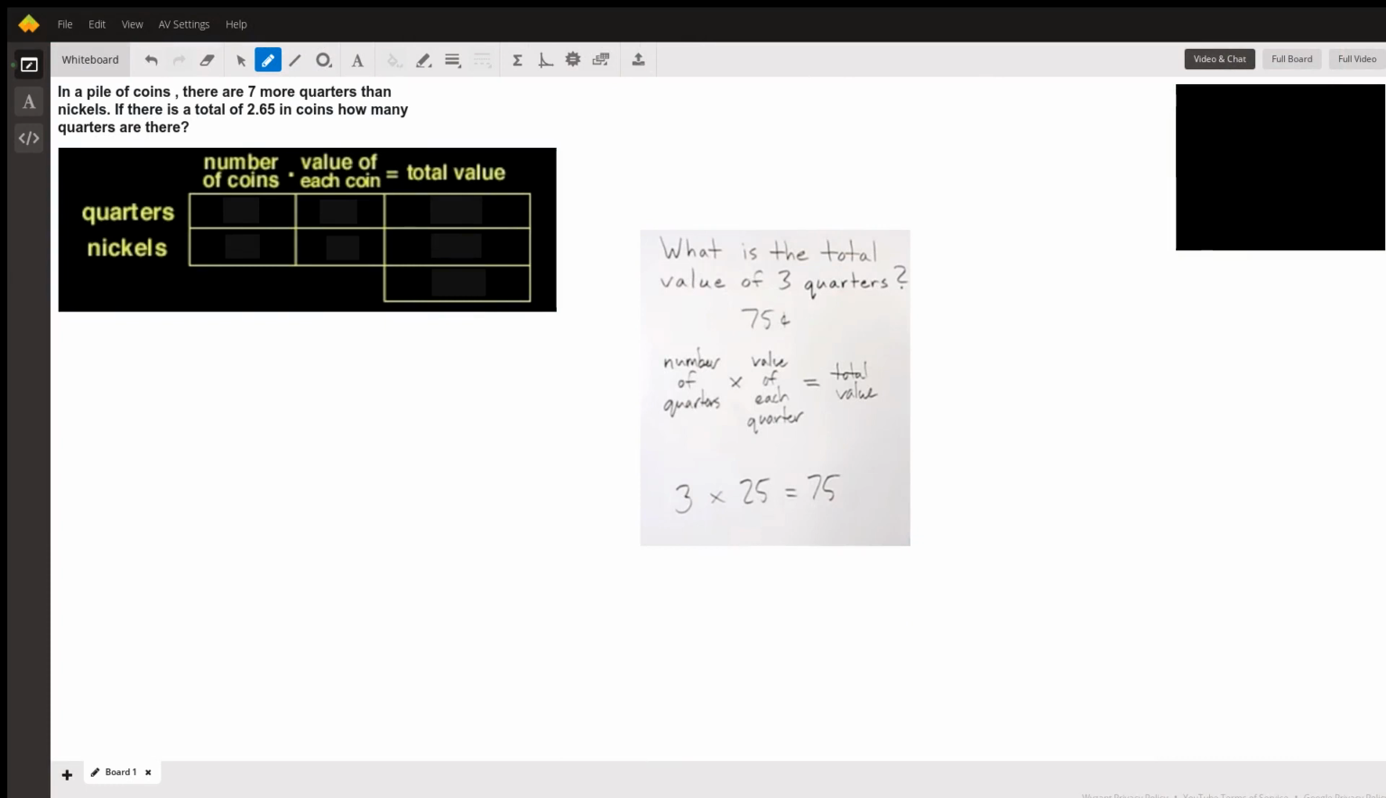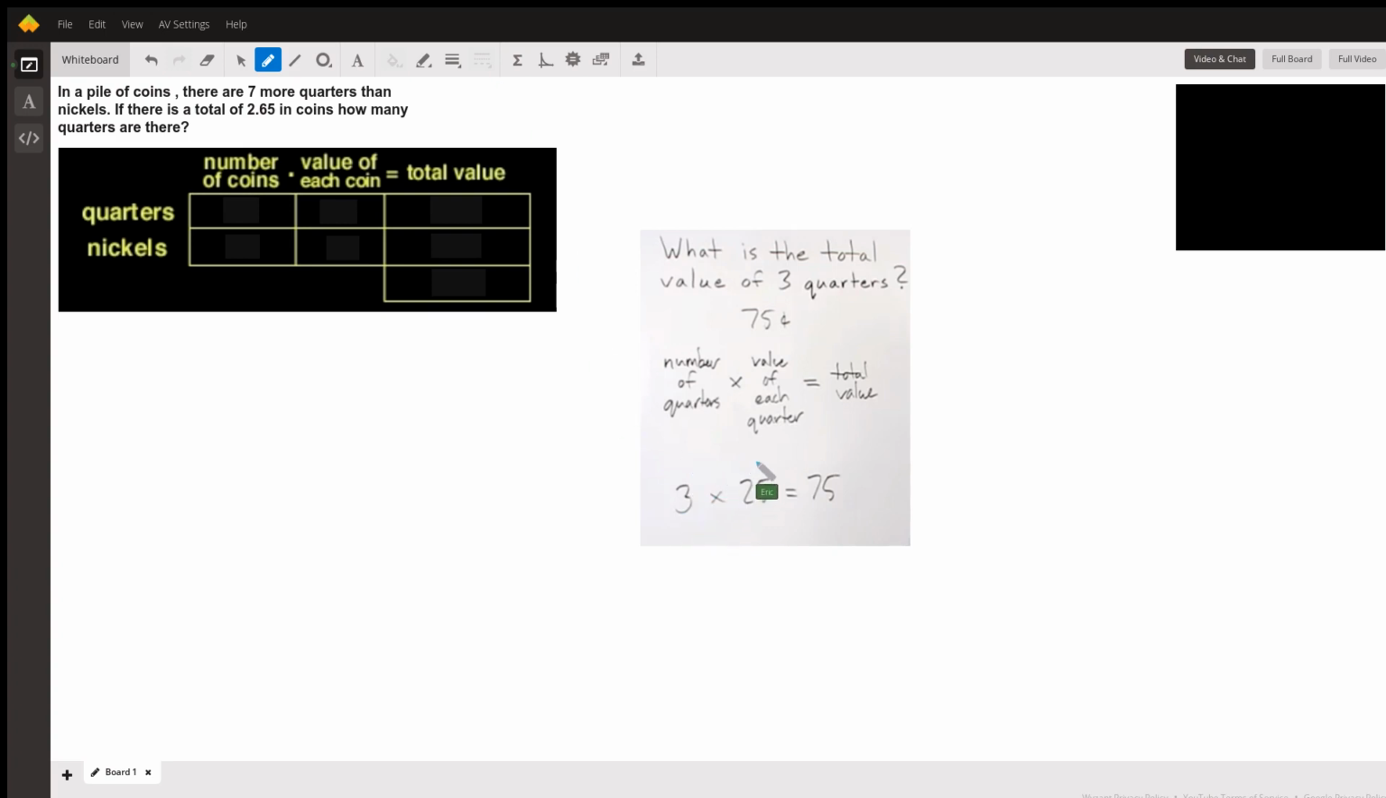So before we jump into this problem, I'm going to be showing you the total value formula. Take a look at the question in the middle of your screen right now. It says, what is the total value of 3 quarters? Well, obviously, the total value of 3 quarters is 75 cents. But how do we get to that answer?